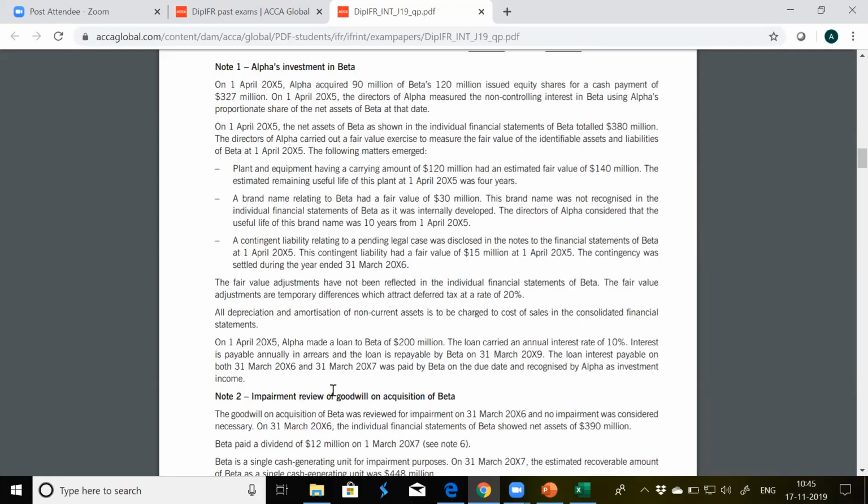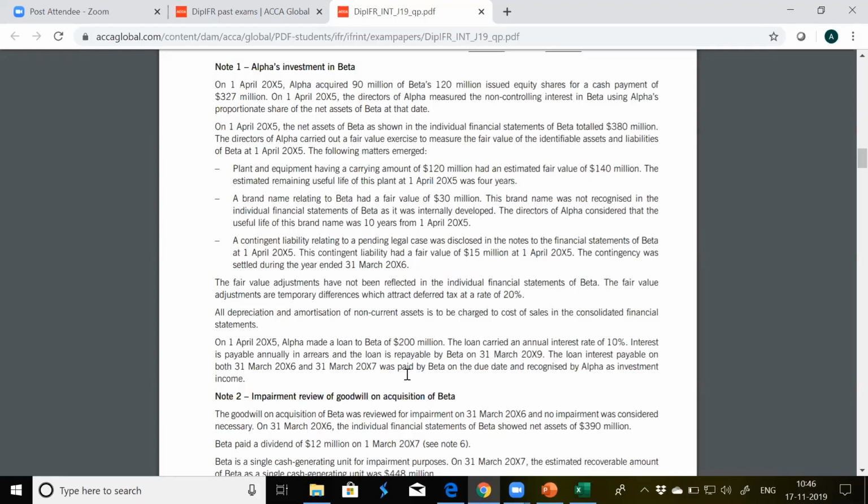On 1st April 2005, Alpha made a loan to Beta of 200 million. The loan carried an annual interest of 10%. So how much is the interest amount? 200 million into 10%, that is 20,000. Interest is payable annually in arrears and the loan is repayable by Beta on 31st March 2009. That is 2 years after it.